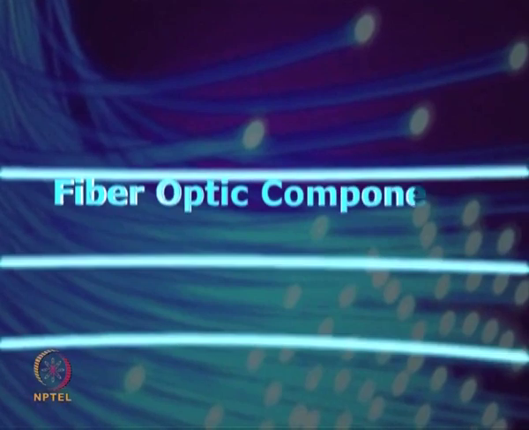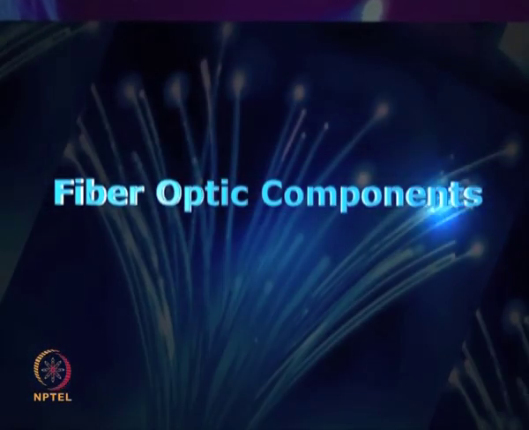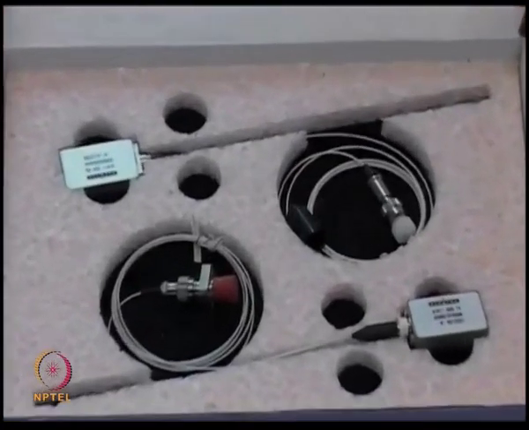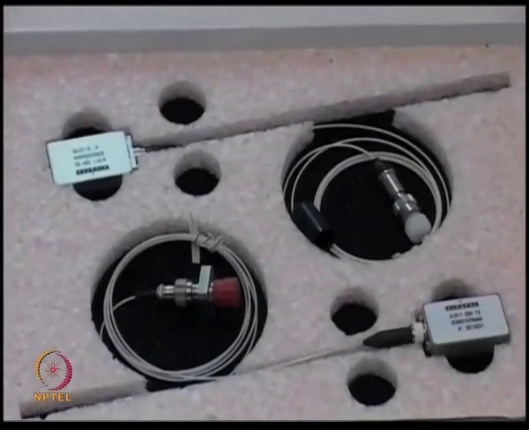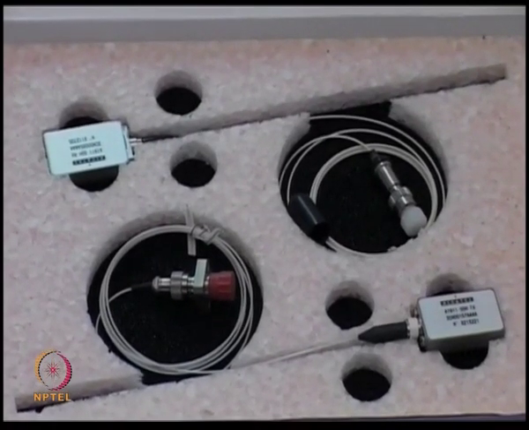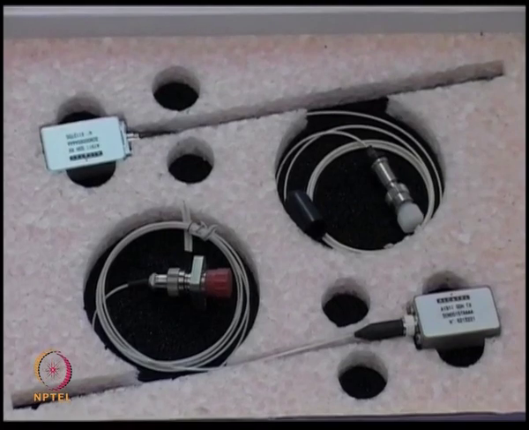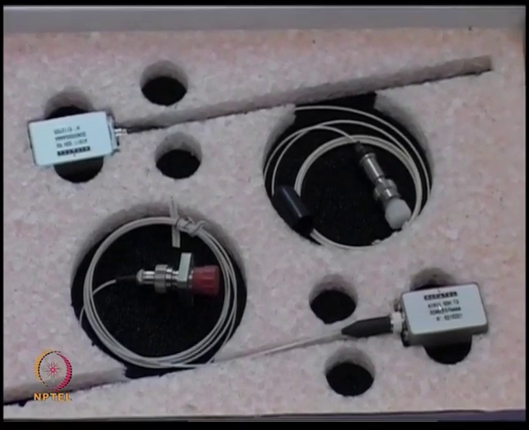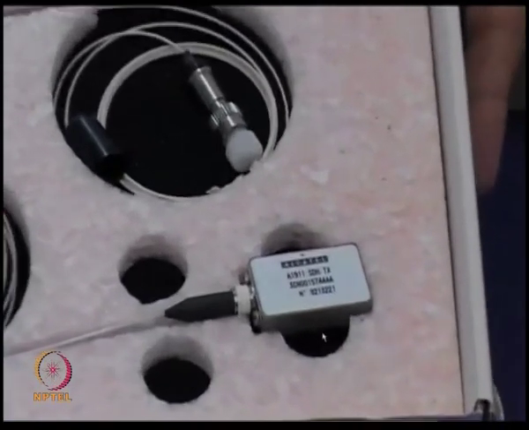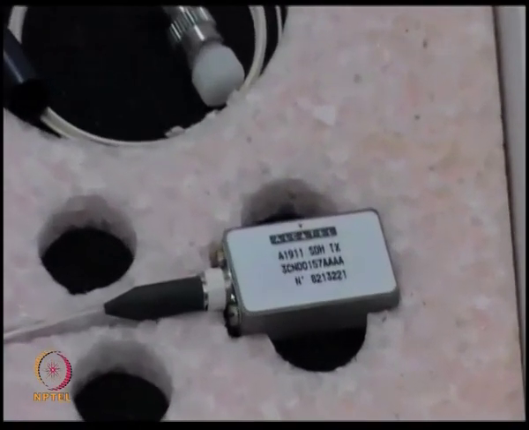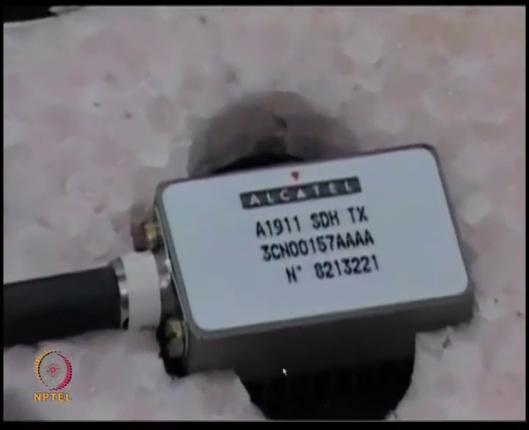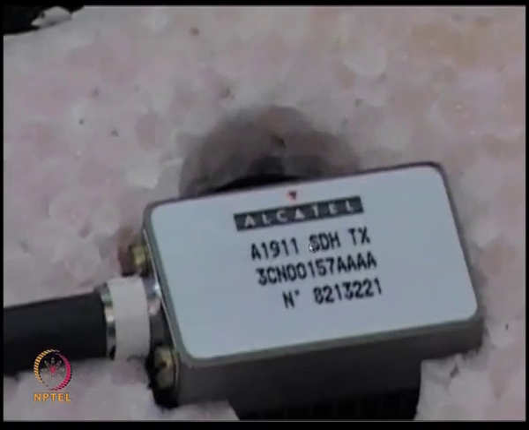Let us now look at some components which are used in optical communication system. This is an optical transmitter and receiver set by Alcatel. So, this is the integrated chip which has a pigtail fiber and is connectorized on the other side. So, this is chip which is meant for SDS transmission.